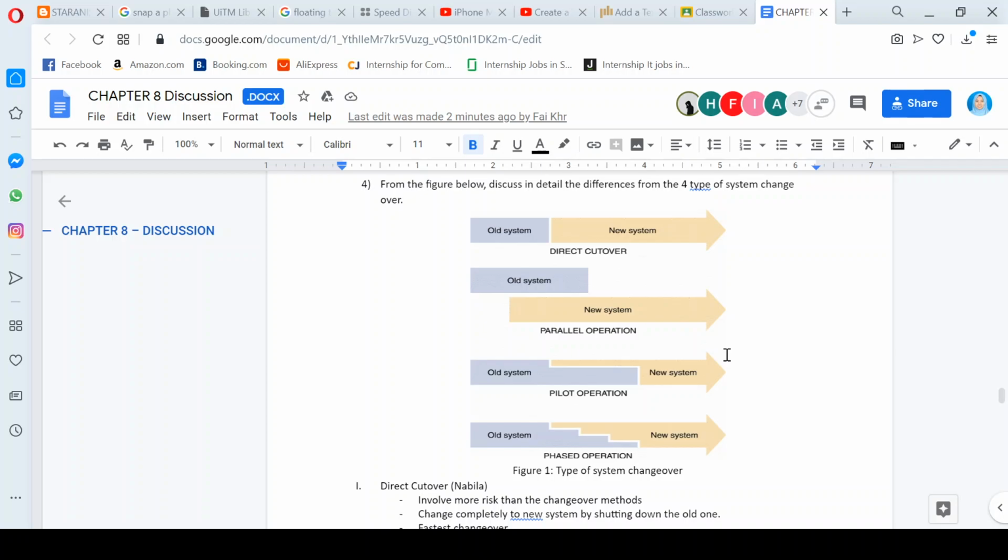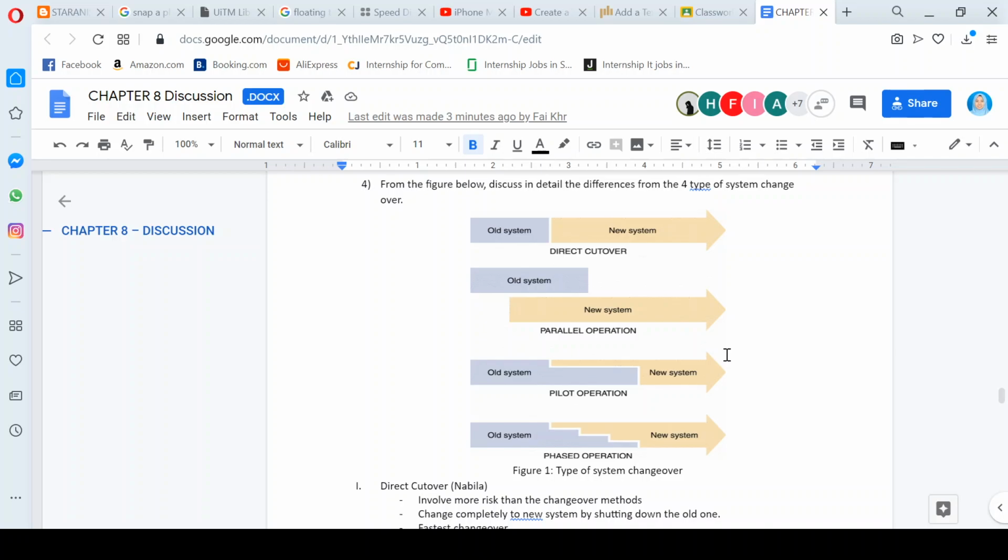Okay, sebagai contoh dekat sini kita ada, okay, sekarang ni kita ada island and then at the same time kita ada uFuture. Okay, so untuk direct cutover ni kita masih lagi menggunakan island and then at the certain stage kita dah stop menggunakan island dan kita dah start menggunakan new system, which is the uFuture. Okay, itu adalah contoh untuk direct cutover.